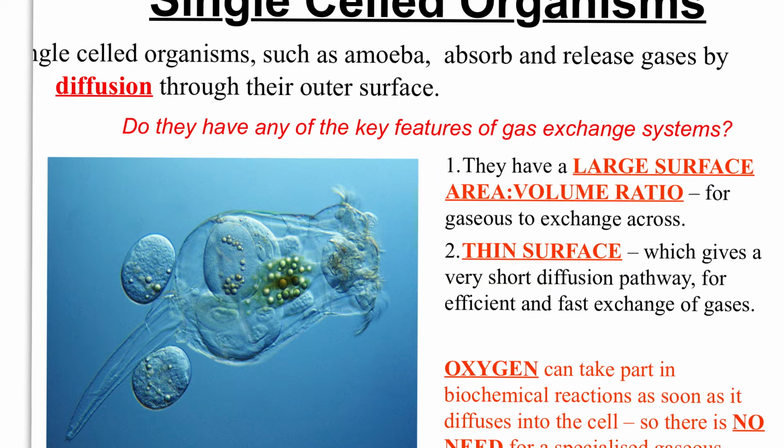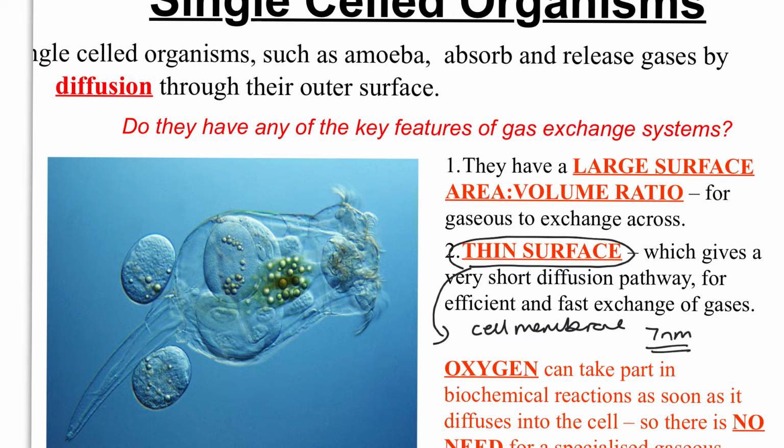This is because they have a large enough surface area to volume ratio for gas exchange to occur across, to suit their metabolic needs. They also have a thin surface. Now I just want to say this is slightly odd wording here, a thin surface. So when we talk about a thin surface, we're talking about their cell membrane. Now there's no such thing as a thin or a thick cell membrane. All cell membranes are exactly the same thickness. They're all 7 nanometers in diameter.